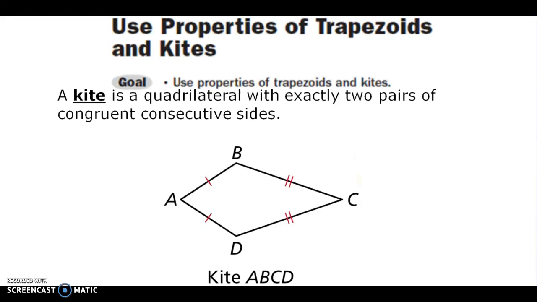So we have a kite, a quadrilateral with exactly 2 pairs of congruent consecutive sides. It can't have more than 2 pairs, because then what would it be? Good. It would be a square or a rhombus. So it can only have 2 consecutive sides that are congruent.